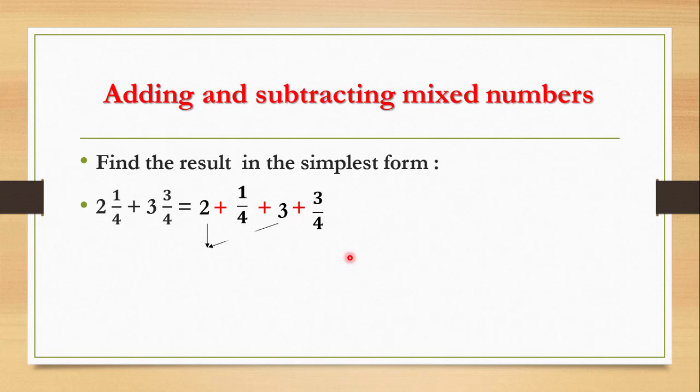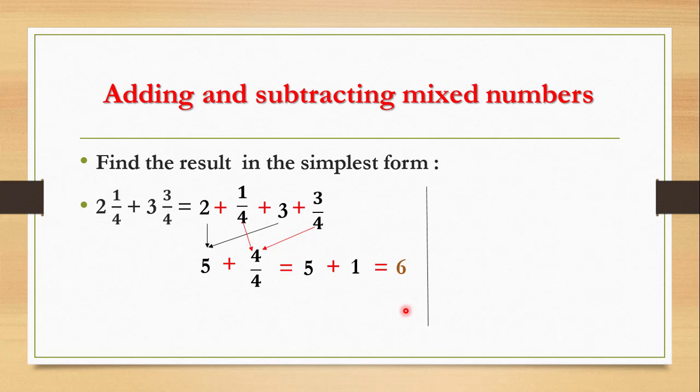We can add 2 plus 3, the result will be 5, plus 1 over 4 plus 3 over 4, which is 4 over 4, the same denominator. Then add 1 plus 3 equals 4. Okay, but 4 over 4 is 1. So we have 5 plus 1, which is 6. So the result is 6. It means that 2 and 1 over 4 plus 3 and 3 over 4 equals 6. Okay, this is the first method.